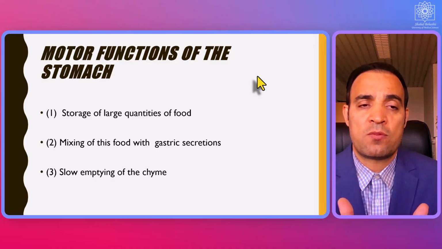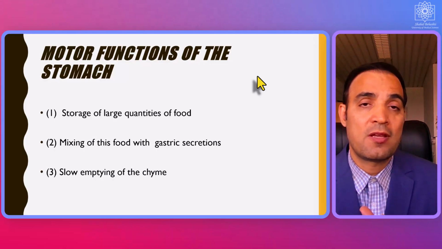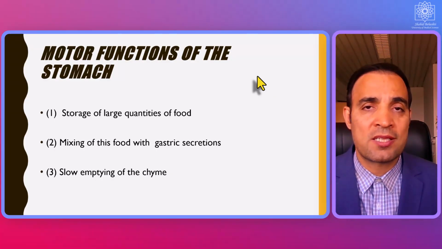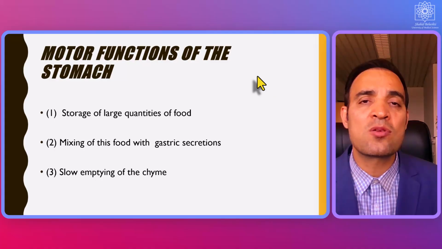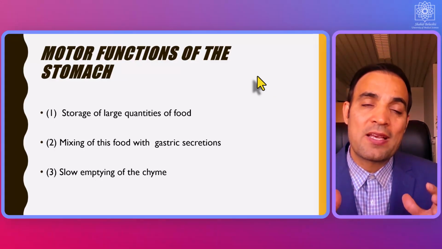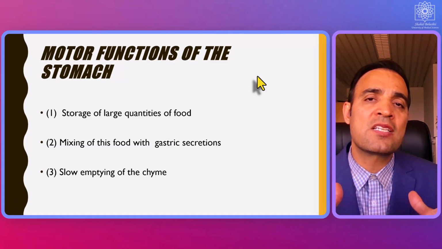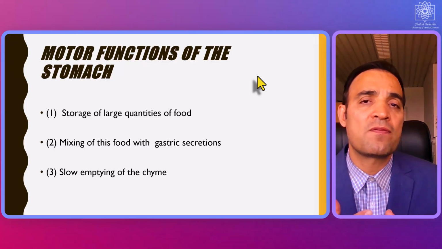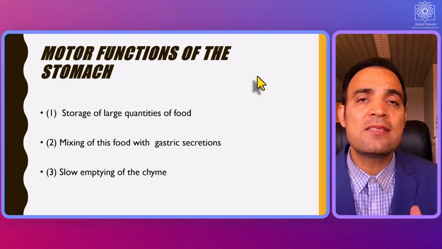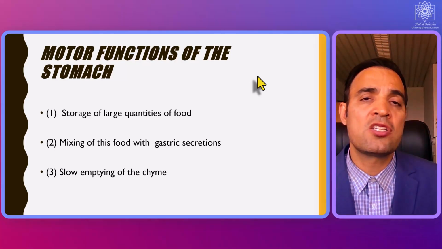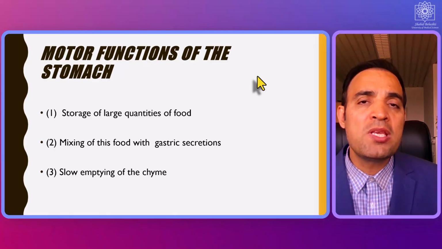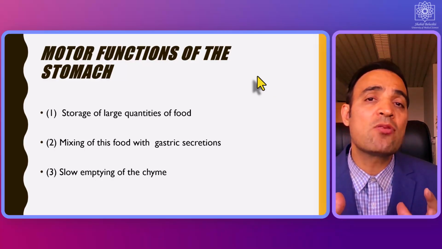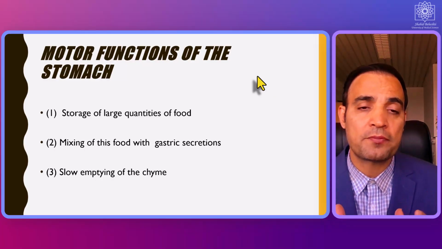Another motor function of the stomach that is very important here is the mixing of food with gastric secretion. Because I will tell you in the secretory function of the GI system that the stomach and gastric mucosa are the most important part in the secretion of the gastric juices, acid, enzymes, and these very important secretions that the gastric mucosa has should be mixed completely with the food content. And this is not possible without the motor function of the stomach.